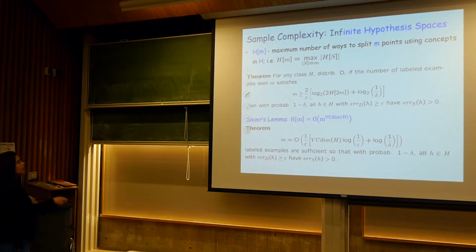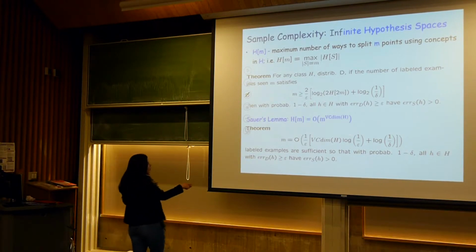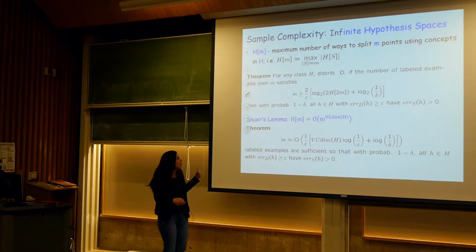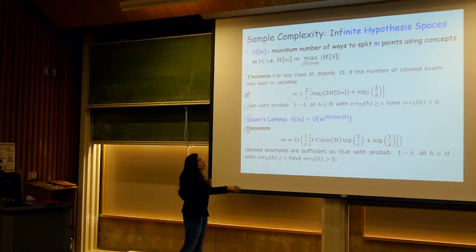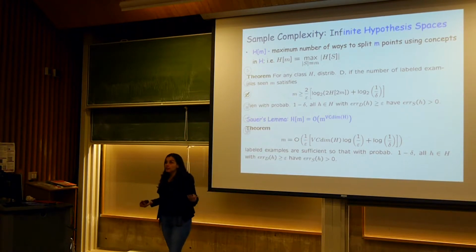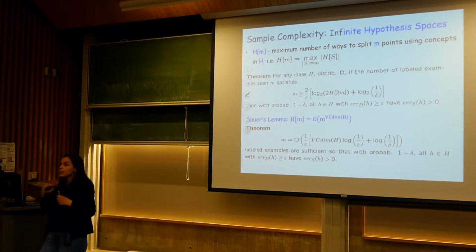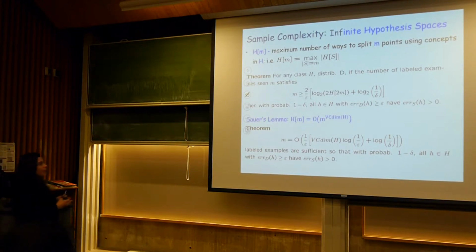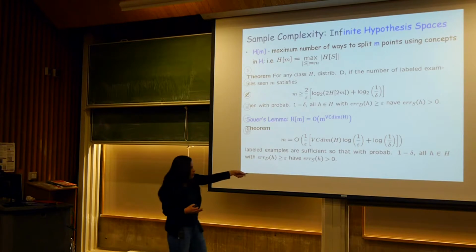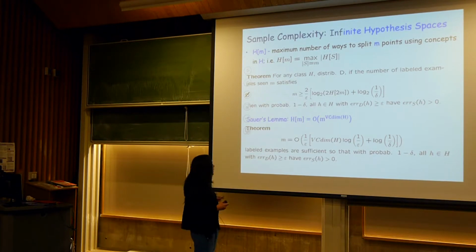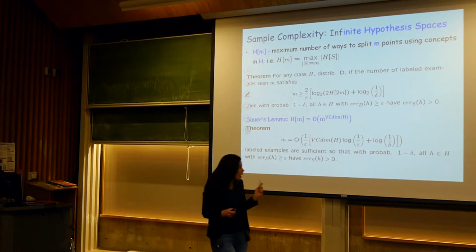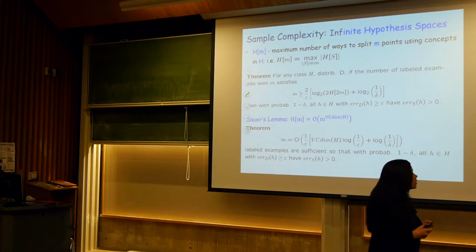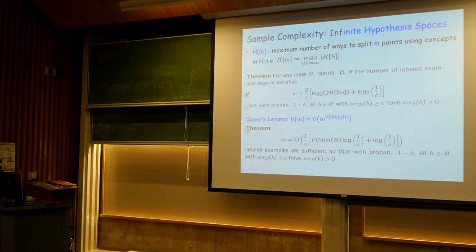And then by using some very cool combinatorial argument, we can get a sample complexity result that looks very nice and easy to understand. The sample complexity result says: if the number of samples we see in the training phase is d over epsilon times log 1 over epsilon plus 1 over epsilon log 1 over delta, then with high probability, at least 1 minus delta, all the hypotheses that are consistent with the data will have true error rate at most epsilon.